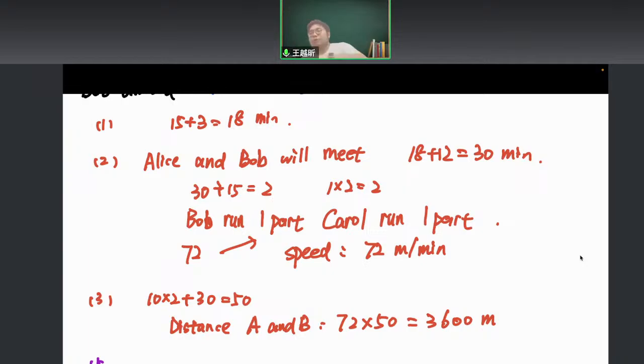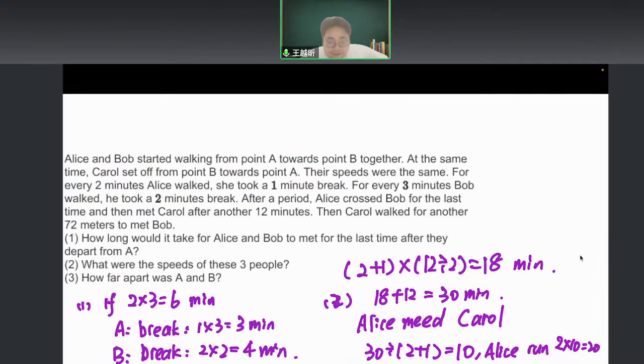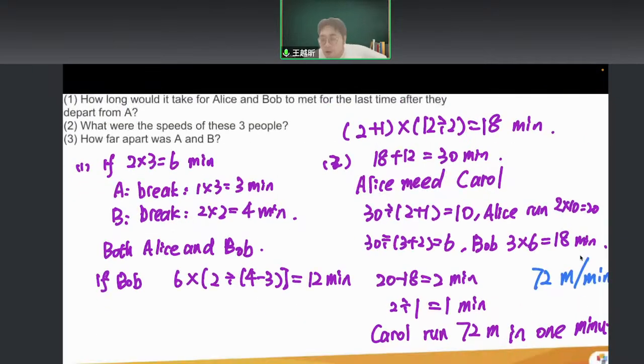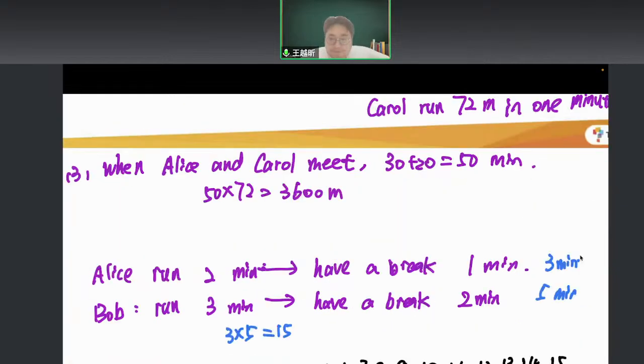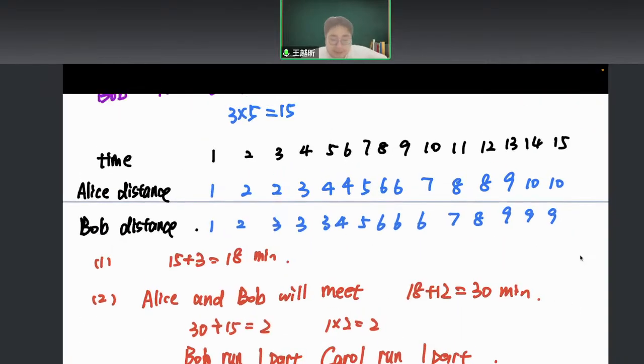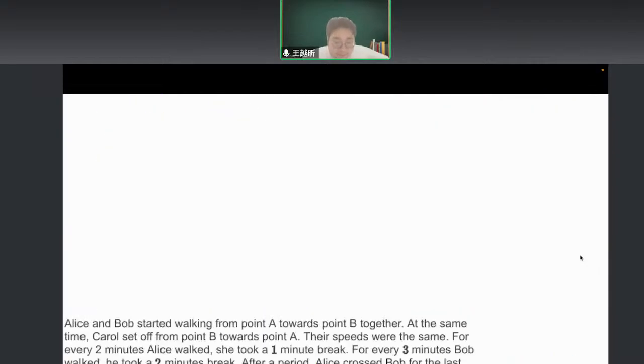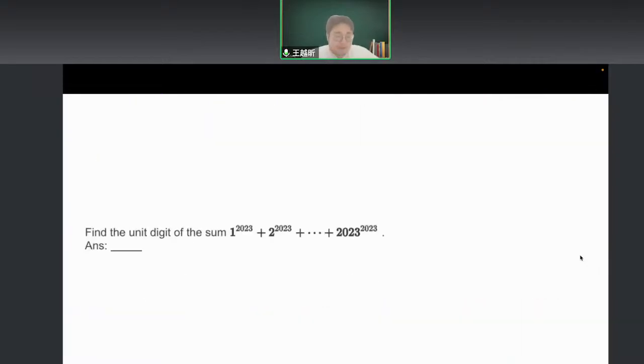So this one is very hard for you to understand, and I think you should read the question first, and after that analyze how Alice, Bob, and Carol run. After that, you can write down all the things, maybe use a table, maybe you can just calculate to find out the answer. Okay, so now let's look at some easier questions.